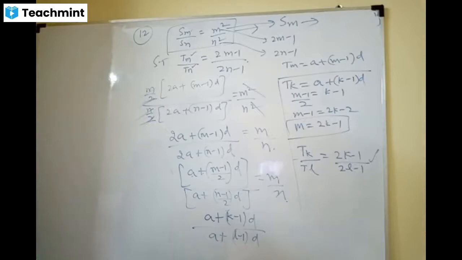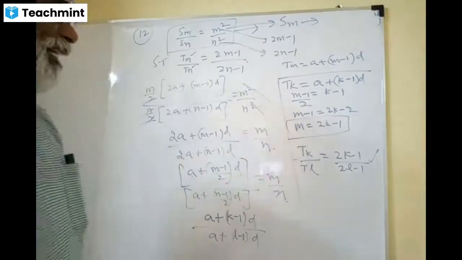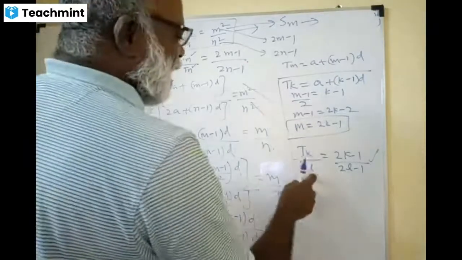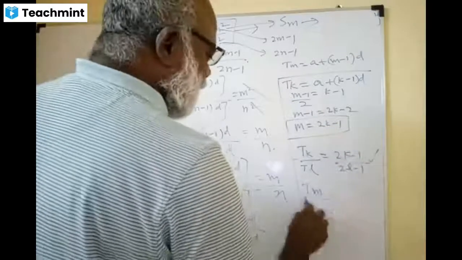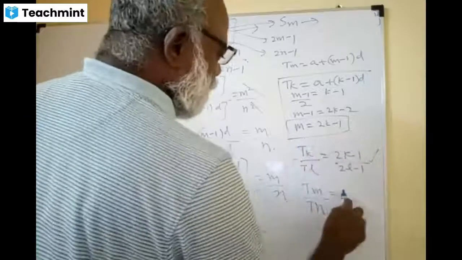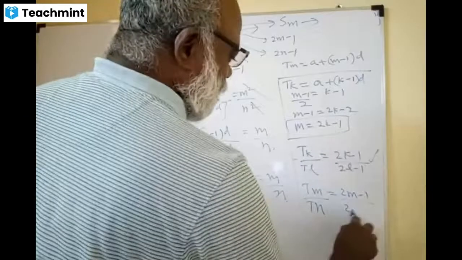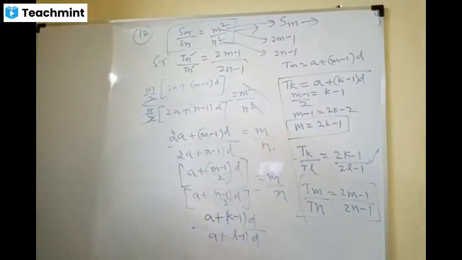Hello? Yes, sir. Tk by TL will be 2k minus 1 by 2L minus 1. If they are asking Tm by Tn, what do you write? K becomes 2k minus 1, so m becomes 2m minus 1 by 2n minus 1. That's all, dear. So hence proved, my dears. Is it clear? Yes, sir.